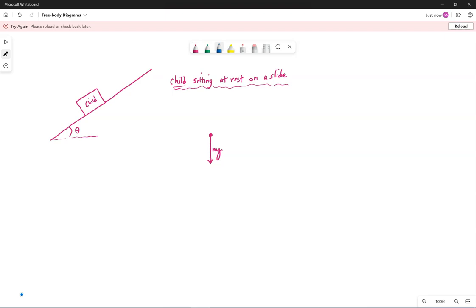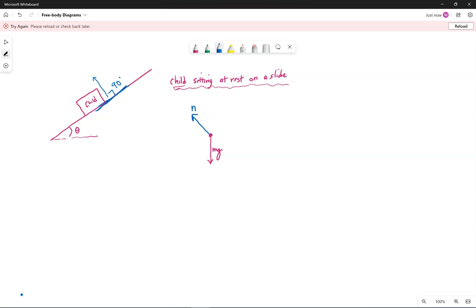Now again, that normal force has to be perpendicular to the surface. So I would label my normal force here. It has to be to the left and upwards as far as my picture is concerned, simply because of how the slope is oriented. There has to be a 90-degree angle between the surface and that normal force. And so that's why I draw that normal force up at an angle.